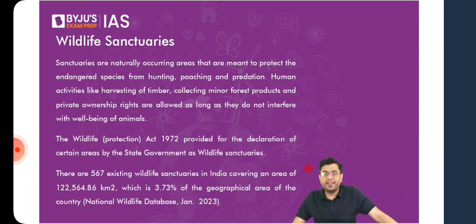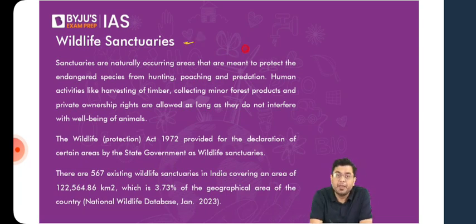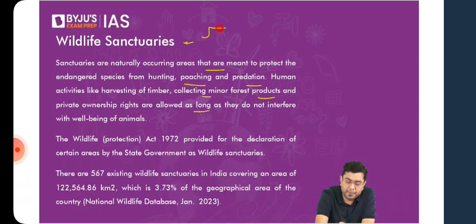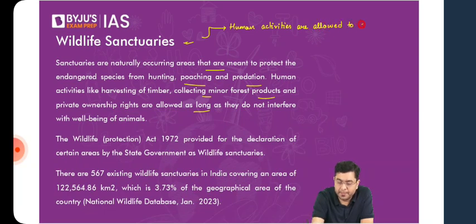Now, let us introduce ourselves to the concepts of wildlife sanctuaries, what they are, and what we understand by national parks, and we'll take a few examples along the process as well. When we say wildlife sanctuaries, these are naturally occurring areas that are meant to protect endangered species from hunting, poaching, and predation. Human activities like harvesting of timber, collecting minor forest products, and private ownership rights are allowed as long as they do not interfere with the well-being of the various organisms or animals in particular. So human activities to some extent are allowed.